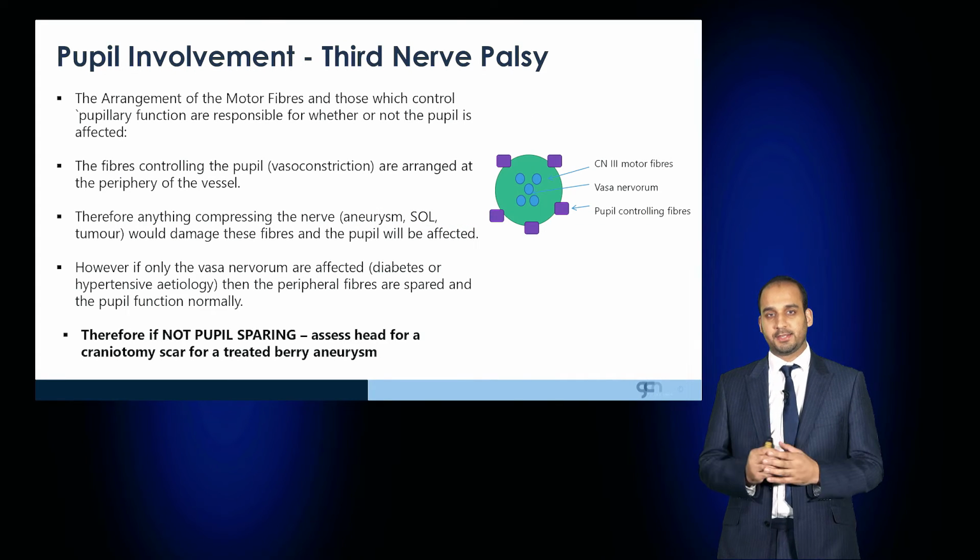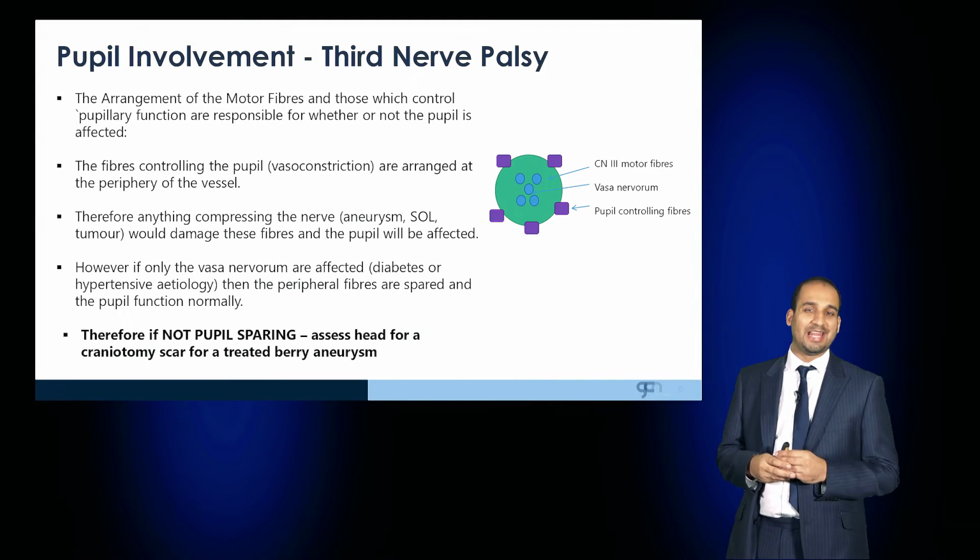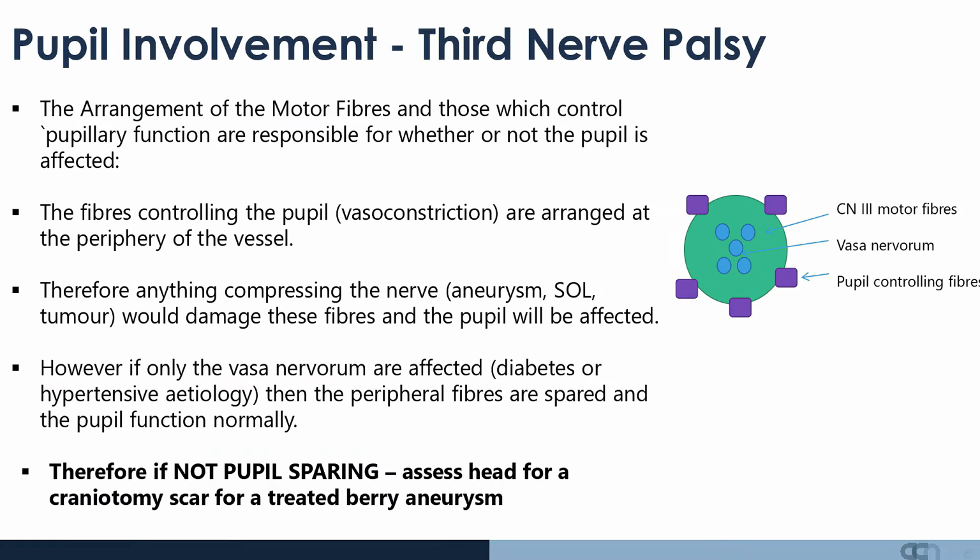Pupil involvement in the third nerve palsy. Be aware of the cross-sectional anatomy of the third cranial nerve. You can see in this diagram the peripheral fibers, demonstrated as purple squares, control the pupillary constriction. They're the parasympathetic fibers which are arranged peripherally. The central fibers are the motor fibers which innervate movement of the eyeball.